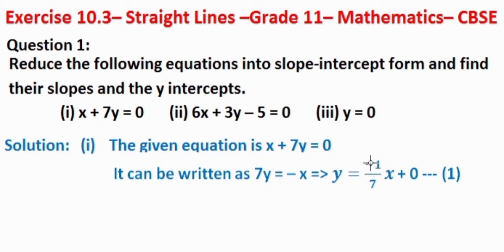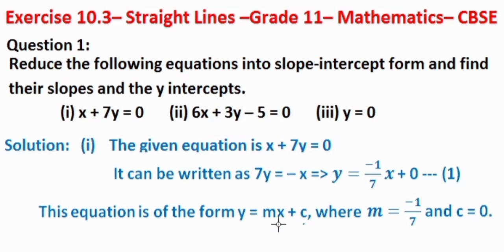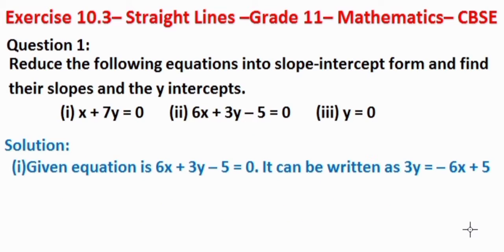Here minus 1 by 7 is the slope, and 0 is the y-intercept. By comparing with y equal to mx plus c, where m is minus 1 by 7, the slope is minus 1 by 7. The y-intercept is c, and c is equal to 0. So the first question's answer is: slope is minus 1 by 7 and y-intercept is 0. Now let's go to the second question.